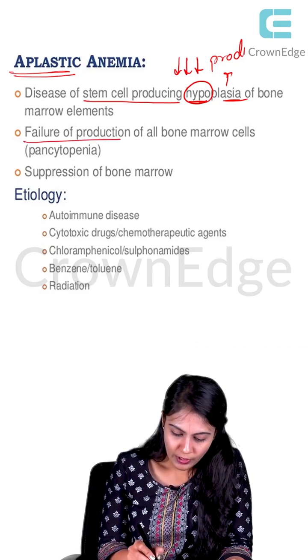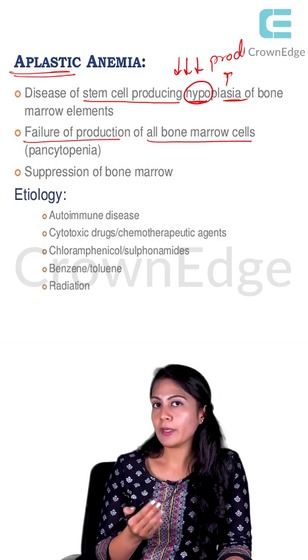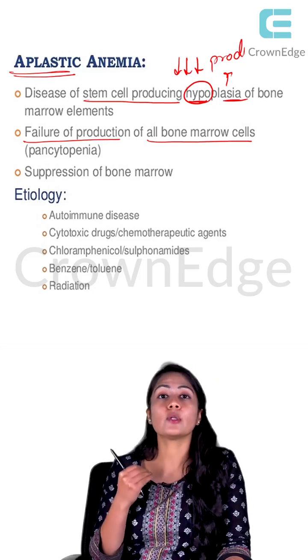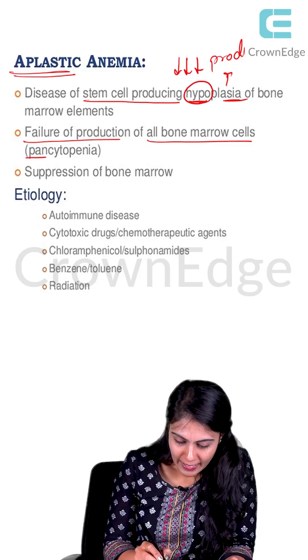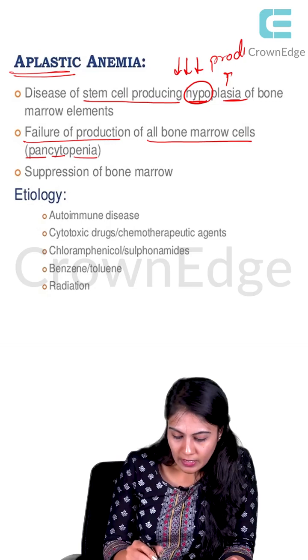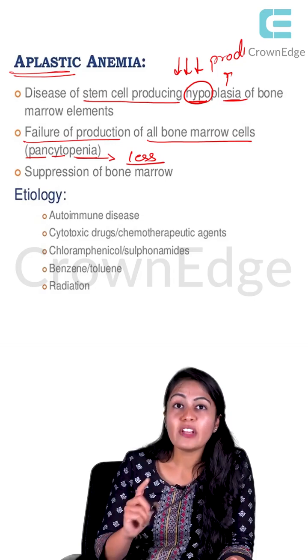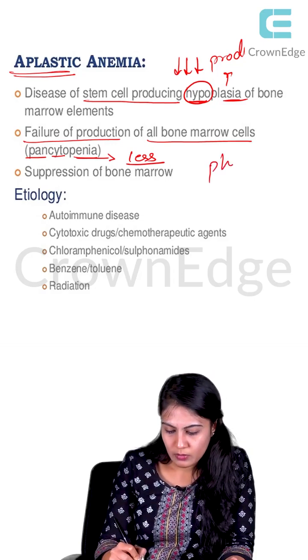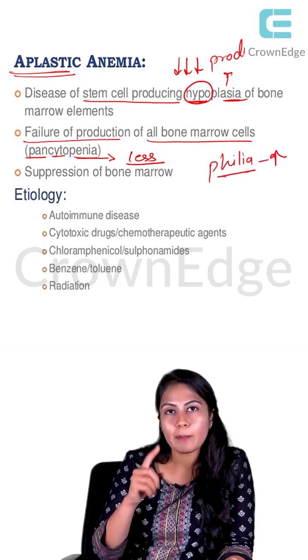Then failure of production of all bone marrow cells, as we have seen. So what will happen? Not only RBCs but also WBCs and platelets will be less. So we will get pancytopenia. When we use the word penia, that means less. Penia means less. Philia means more, right? So let's do the terminology. Philia means more and penia means less.